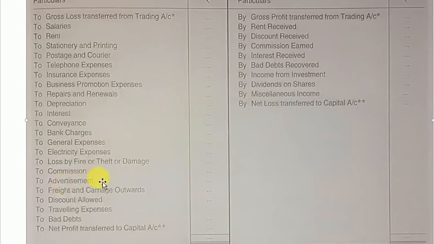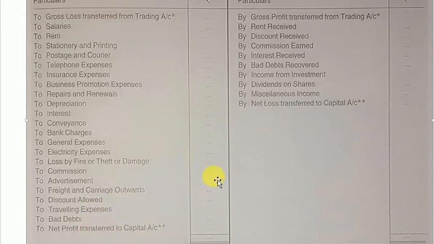To advertisement is also recorded on the debit side of the profit and loss account. To freight and carriage outward, if there is any freight or carriage outward, that will also be recorded on the debit side of the profit and loss account. To discount allowed, if any discount allowed is given, that will also be recorded on the debit side of the profit and loss account. Any traveling expenses, any bad debt, are also recorded on the debit side of the profit and loss account.